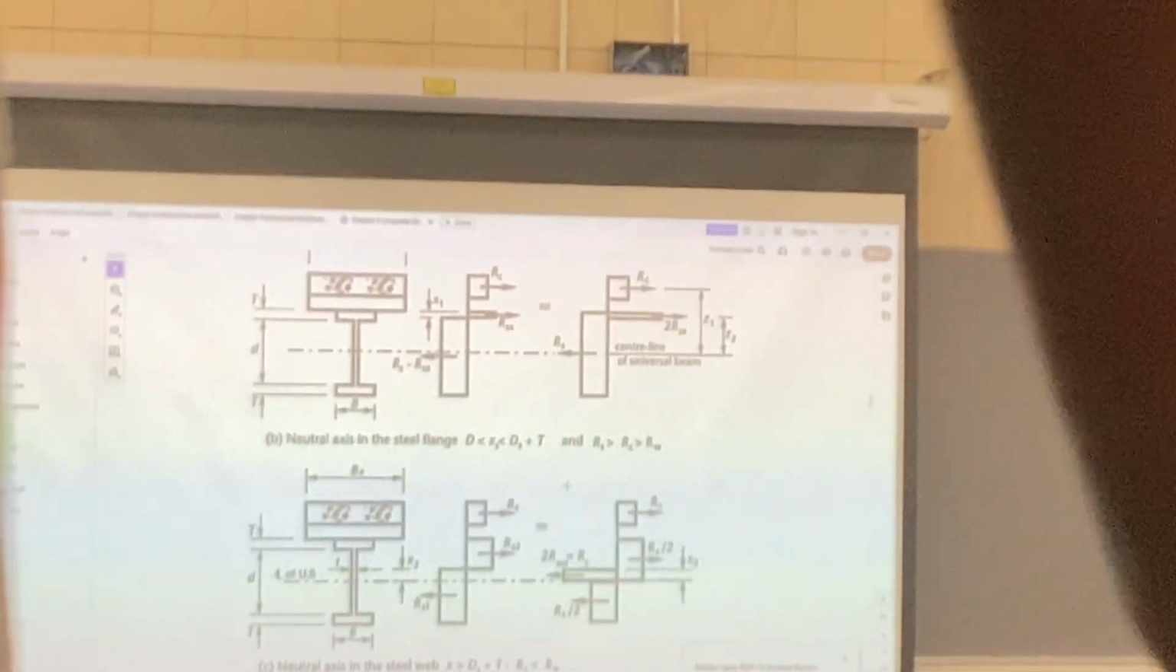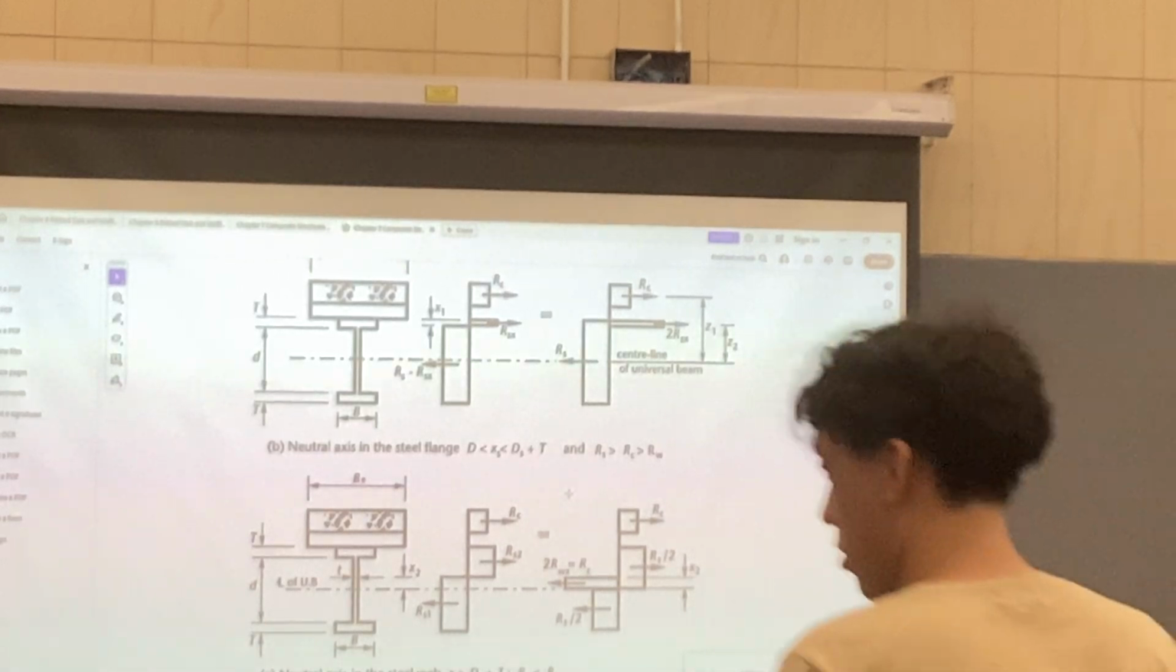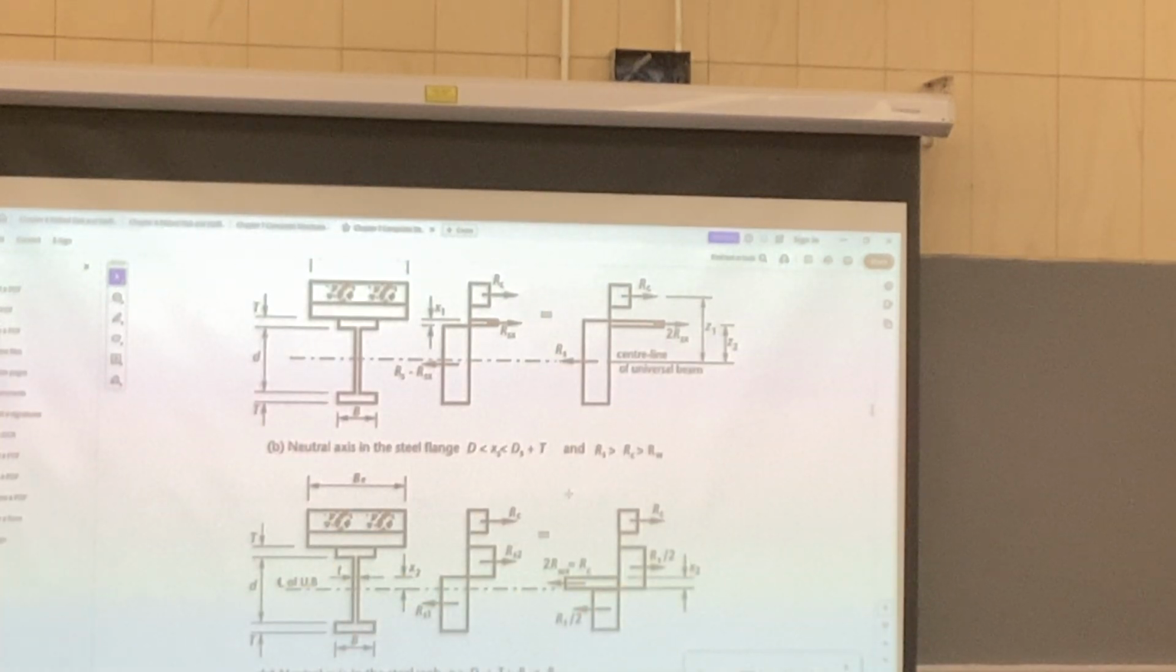If RC is larger than RS, that means the neutral axis will be within the concrete flange. If RC is smaller than RS but larger than RW, it belongs to the second case, while if RW is smaller than RC, it belongs to the third case.